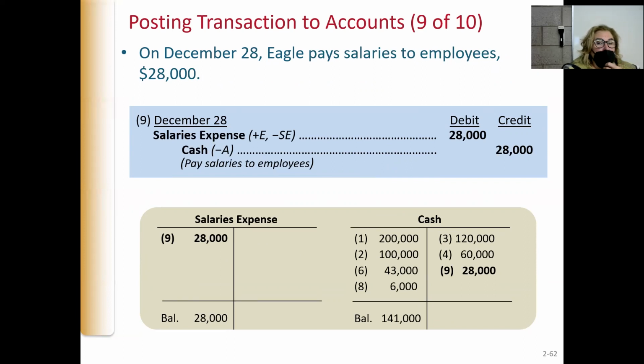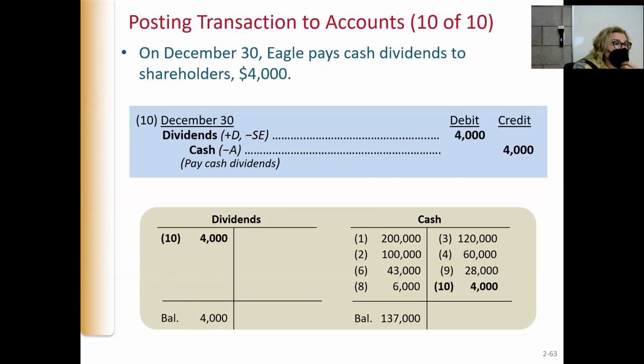Then, when Eagle pays salaries to employees for $28,000, our debit is our salaries expense. We use cash to pay the salary, so we credit our cash. Same effect here. When Eagle pays cash dividends to shareholders of $4,000, our dividends are debited, our cash gets credited.